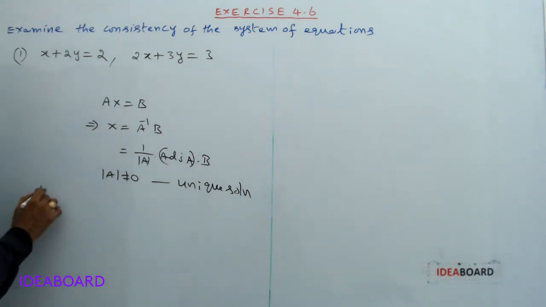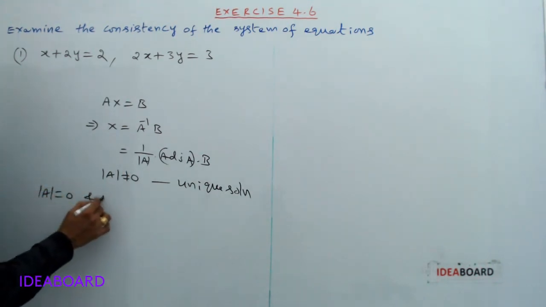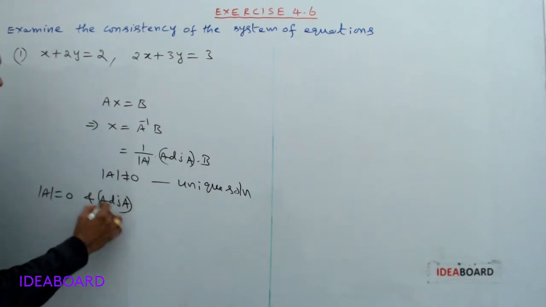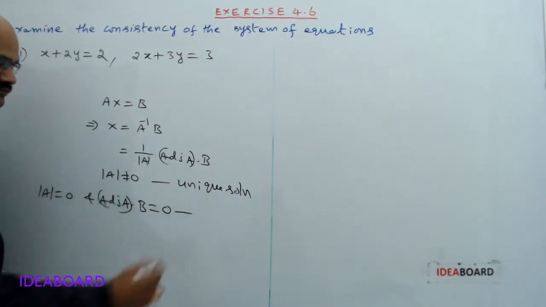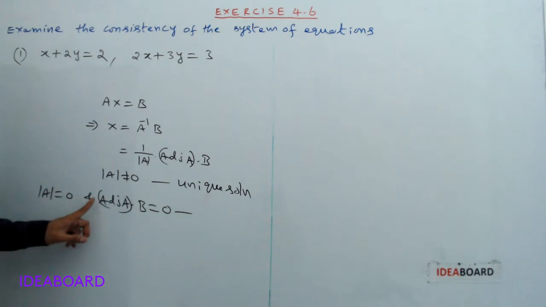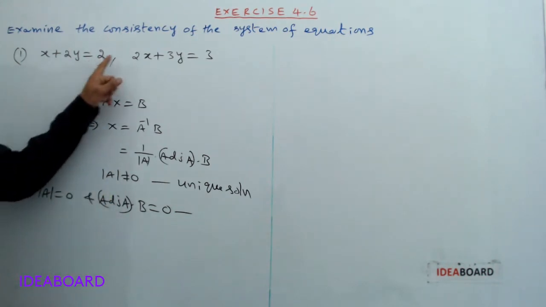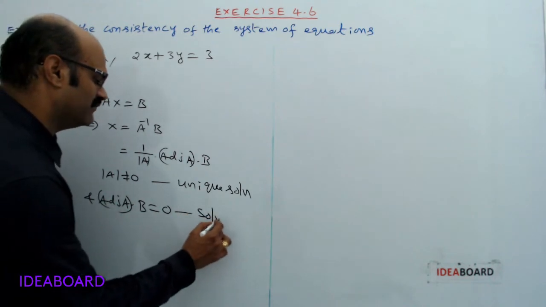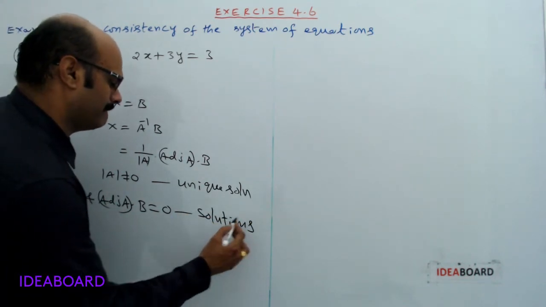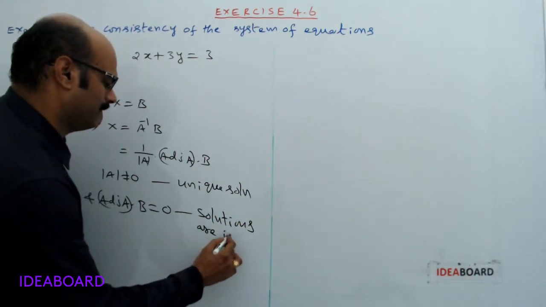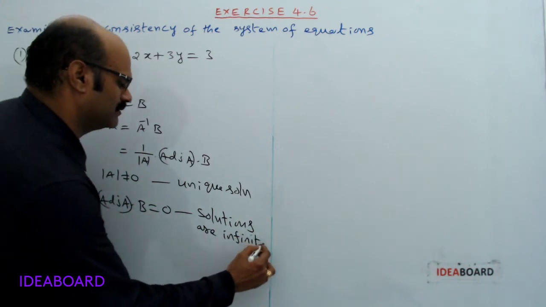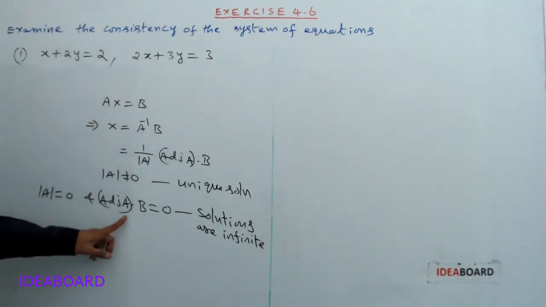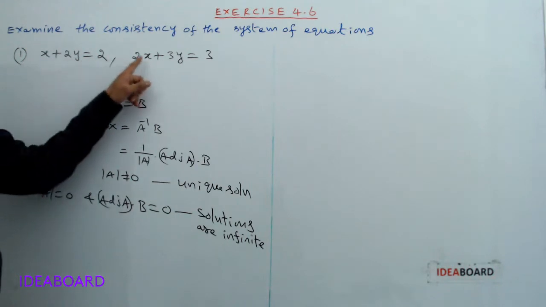Similarly, if det A equal to 0 and adjoint of A into B equal to 0, then we say that the given system of equations has an infinite number of solutions. Solutions are infinite. In this case, we say that the given system of equations is consistent.